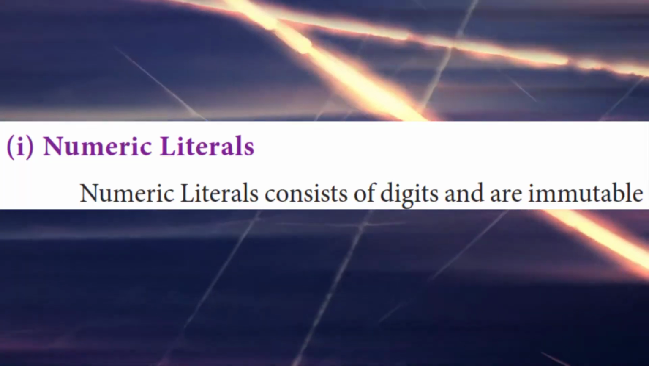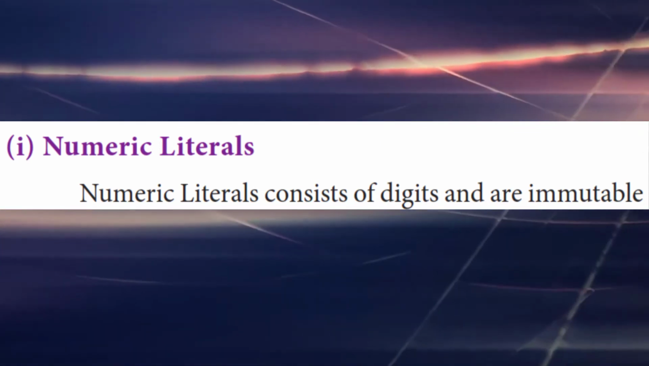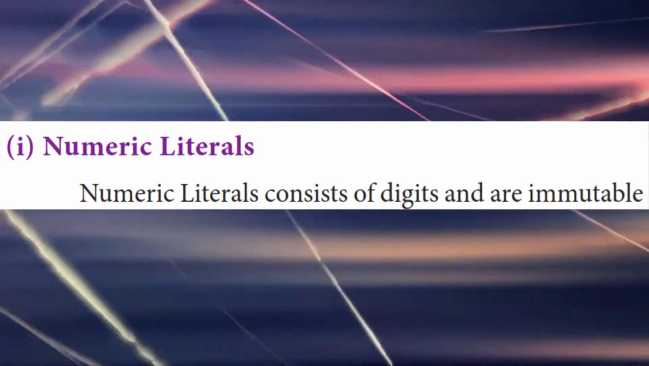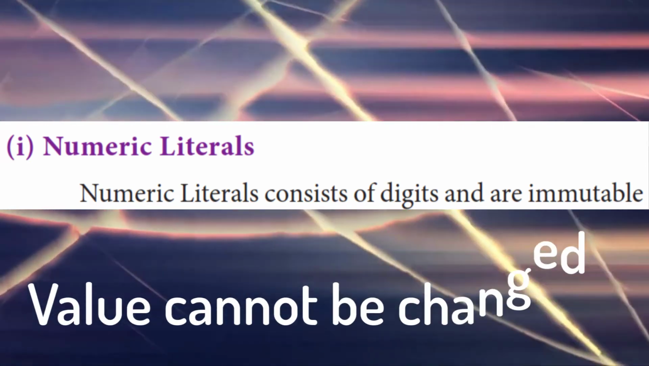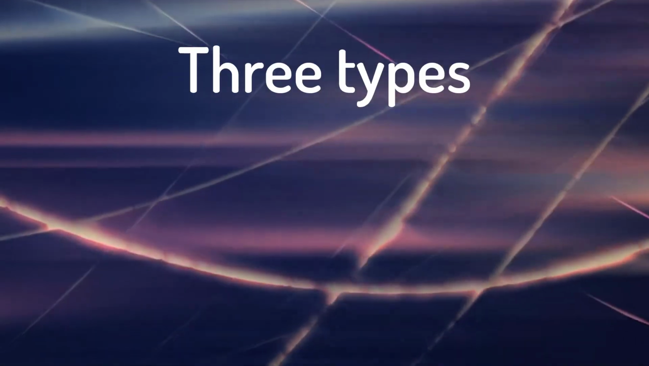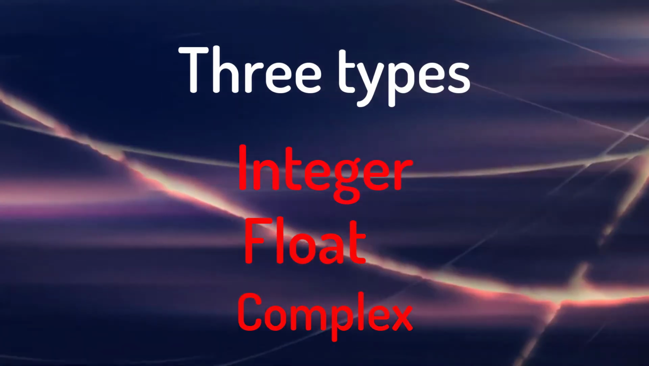Numeric literals. Numeric literals consist of digits and they are immutable. The word immutable means the value once assigned cannot be changed. Numeric literals consist of three types: integer, float and complex.